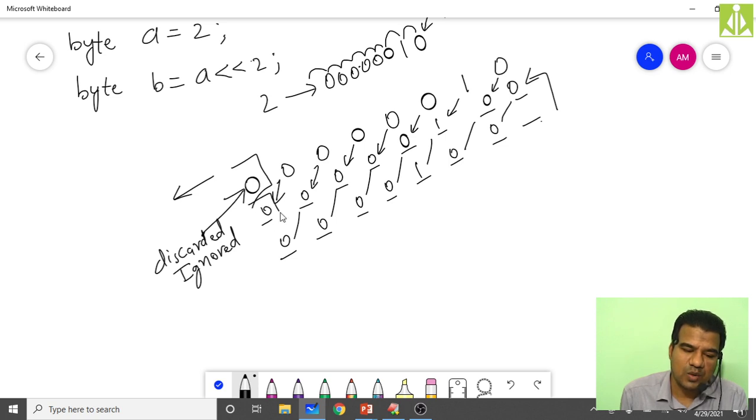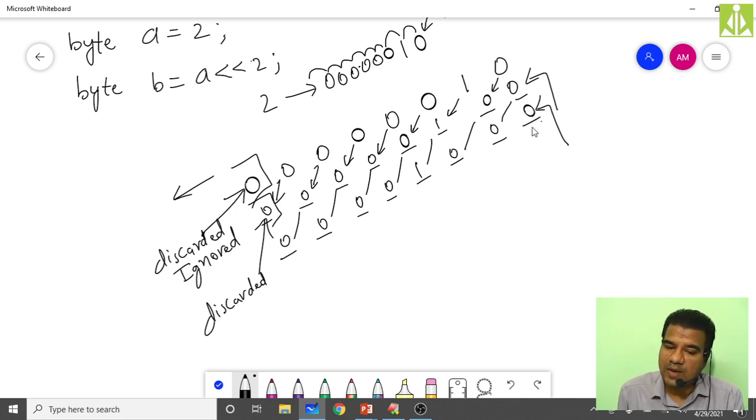again, what will happen? It will be discarded. This 0 got discarded and we got this value. So here another 0 will be added from nowhere, an extra added 0. So what does this value represent now? Simply see this, we got 2.